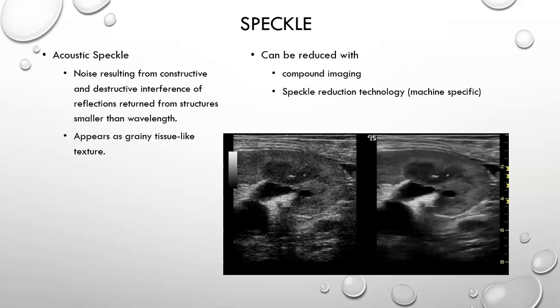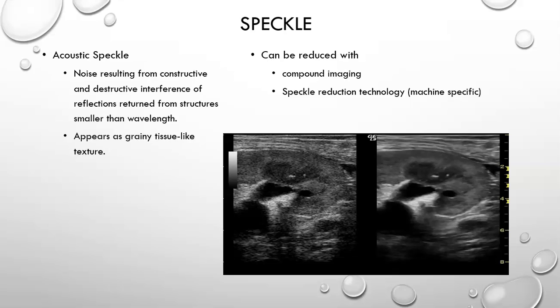Speckle is an artifact that occurs due to destructive and constructive interference patterns from structures that are smaller than the wavelength of the sound. So if you have a very small wavelength of sound, you can end up with speckle. And speckle will then appear as grainy tissue-like textures.